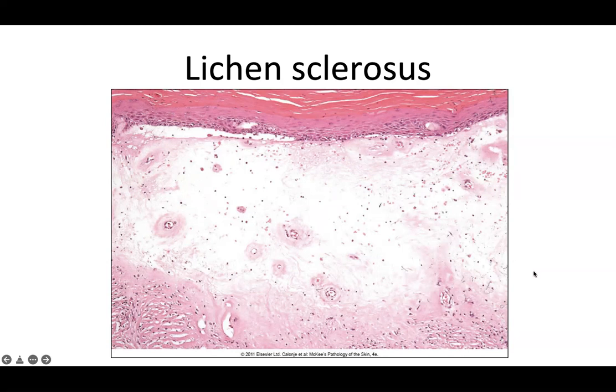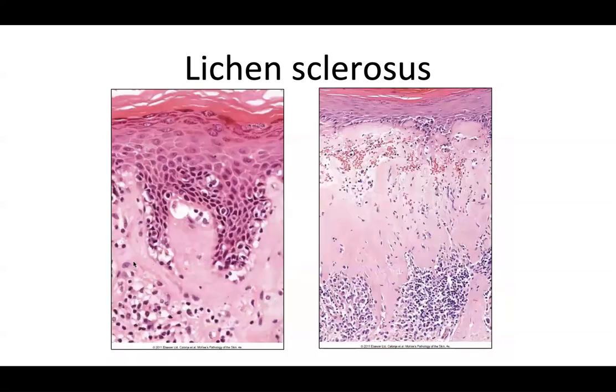Now, if it's early evolving lichen sclerosis, you may see a dense lichenoid infiltrate obscuring the dermal epidermal junction. And it may be difficult to tell the difference between evolving lichen sclerosis et atrophicus and evolving lichen planus. So close clinical correlation and follow-up are going to be absolutely recommended in those cases.